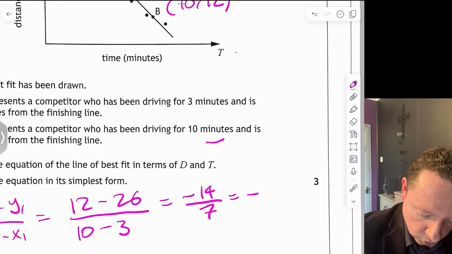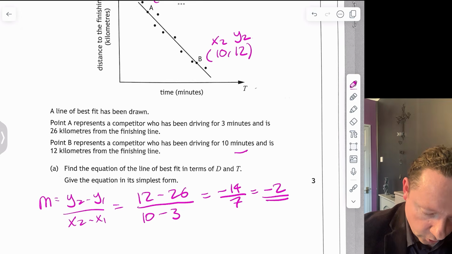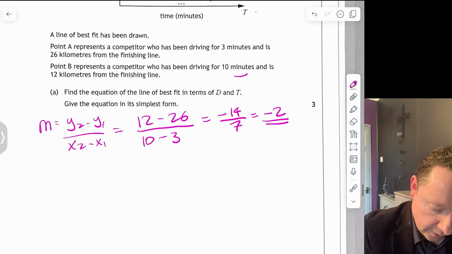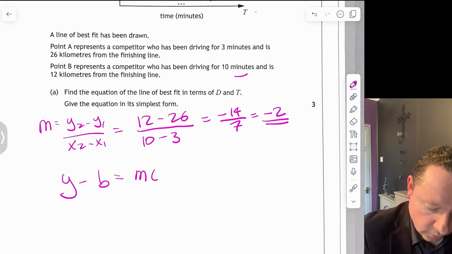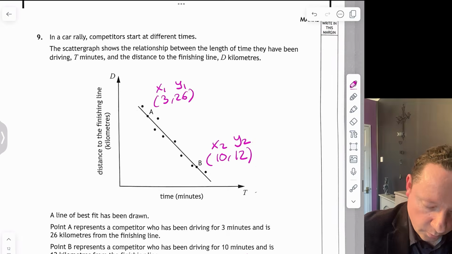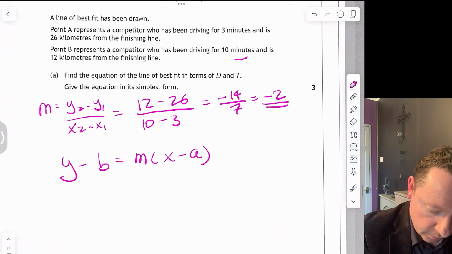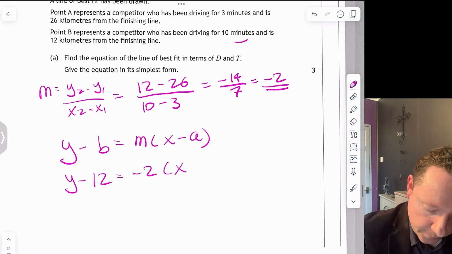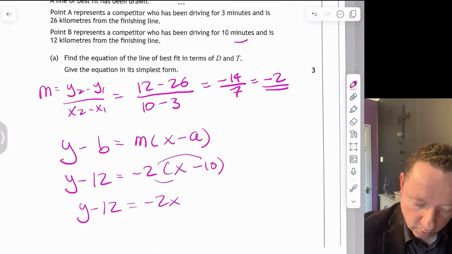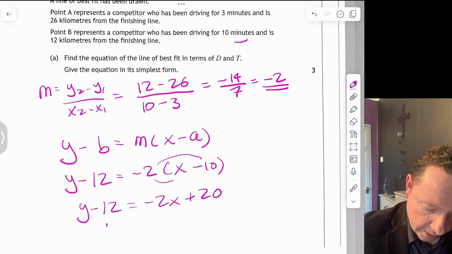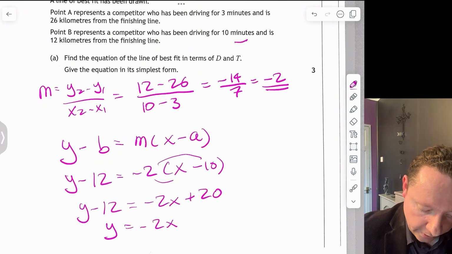That is minus 2. And now the equation I use is always y minus b equals m times x minus a. You might have been taught to use y equals mx plus c, but you'll get the same answer. So I'll pick one of the points to be a and b. It doesn't matter which, so I'll just pick the 10 and the 12. y minus 12 equals minus 2 times x minus 10. y minus 12 equals minus 2x, and a minus times a minus is a plus, watch out, plus 20. So y equals minus 2x plus 20 plus 12, which is 32.